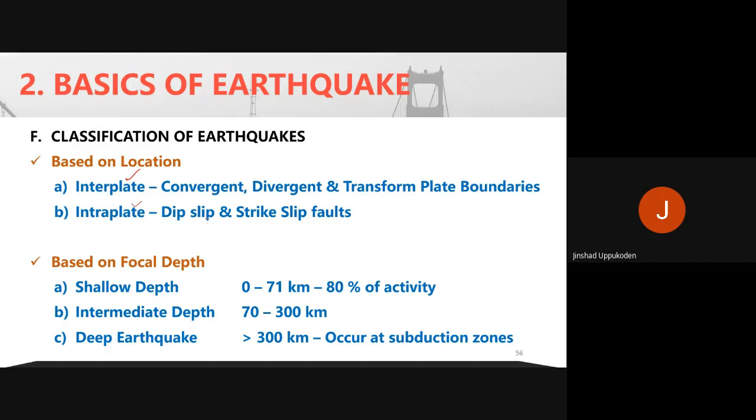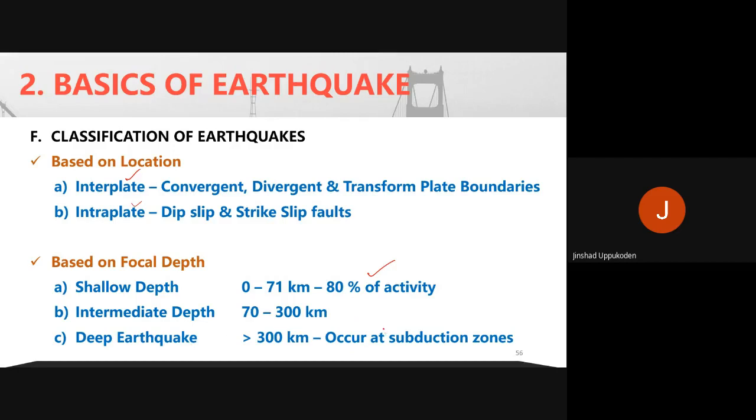So slip is the slip that has occurred, and it actually occurs at the fault itself. There are two types of slips: dip slip and strike slip. Depending upon this dip slip and strike slip, you can classify the earthquake as either interplate or intraplate. And depending upon the focal depth, if it is less than 70 kilometers, I told you it is most dangerous. It is shallow, and most of the earthquakes are shallow. It's called shallow depth earthquakes. Then intermediate is between 70 and 300. And if it is greater than 300, it is called a deep earthquake.